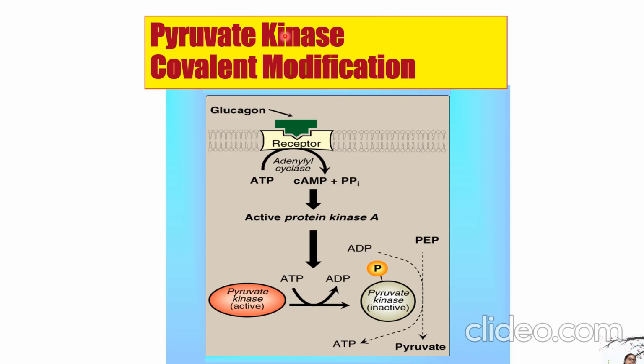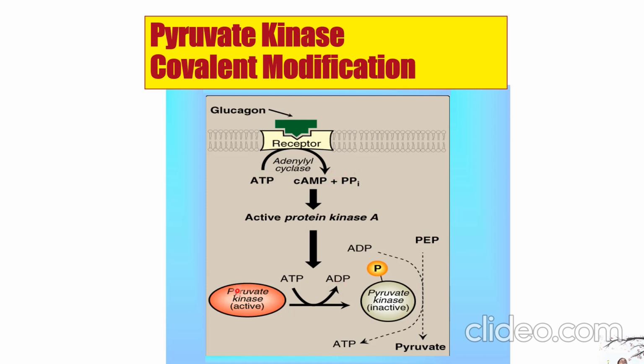If you know the basic cell signaling pathways, we know that there is a receptor on the cell surface which can bind to glucagon. The binding of the receptor will activate adenylate cyclase, which will convert ATP to cAMP plus PPi, inorganic pyrophosphate, and cyclic adenosine monophosphate. This will help in the activation of protein kinase A. Now this protein kinase A adds a phosphate group to pyruvate kinase.